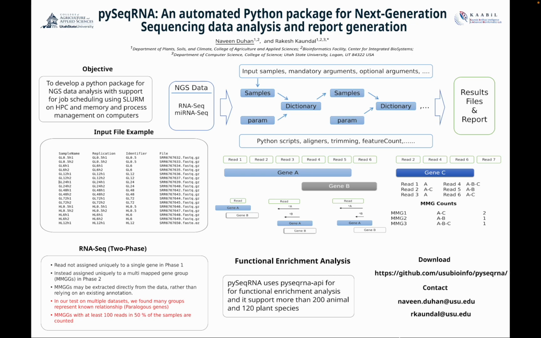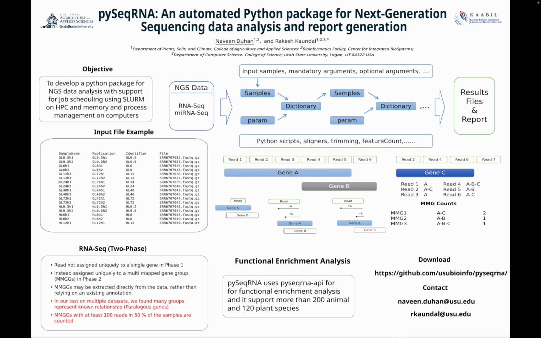For example, paralogous genes. In pySeqRNA, by default, MMGs are counted in such a way that a gene should be present in at least 100 reads and 50% of the samples. Currently, pySeqRNA supports miRNA-seq and RNA-seq.